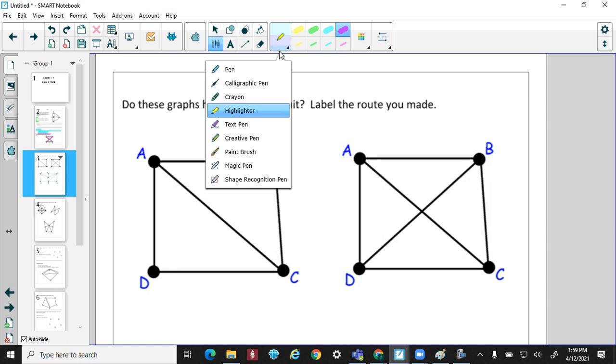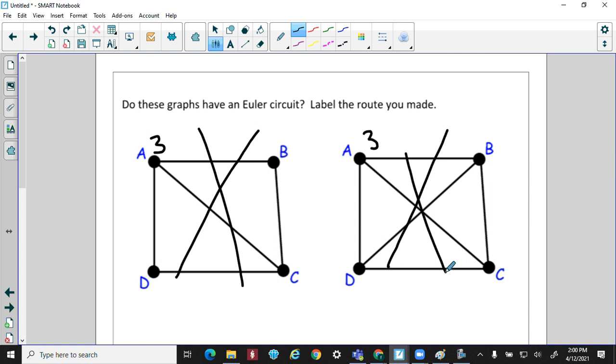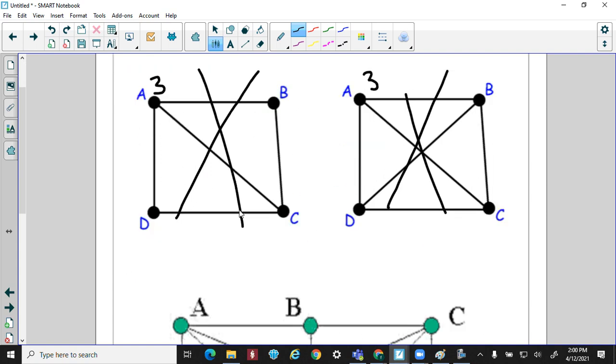So here we go. Starting with A. A has a degree of 3. I already know, boom, right then, it's not going to work. It has a degree of 3, and it has to have all even. All right, let's look at this one over here to the right. I always like to start with the first letter of the alphabet, which is A. What is the degree of A? Oh, look at that, 3. Can't do it. I just saved myself a whole bunch of time because I did that in like 10 seconds.